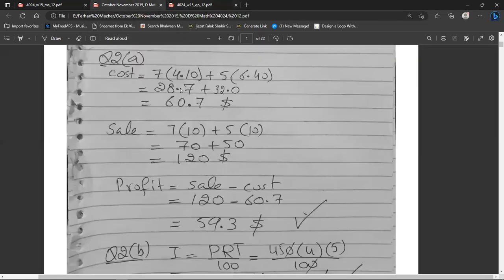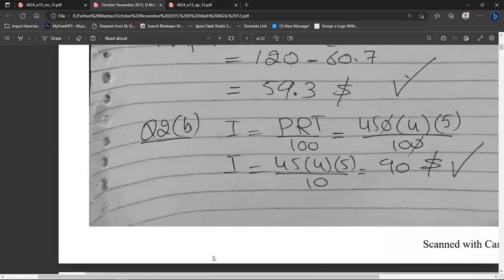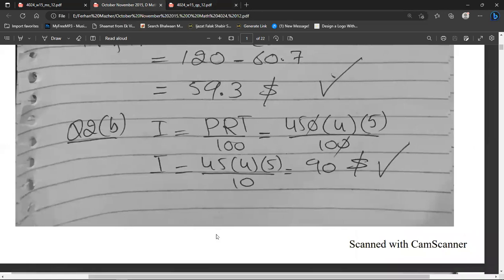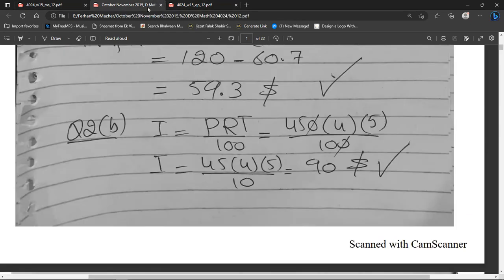Simply you have to write that formula, and you will be able to do this. So you got it. I is equal to PRT by 100, 450 into 4 into 5 divided by 100. So you will have 45 multiply 4 multiply 5 divided by 10. So that will be $90. So the interest will be $90. $90 is the right answer. This is the solution.